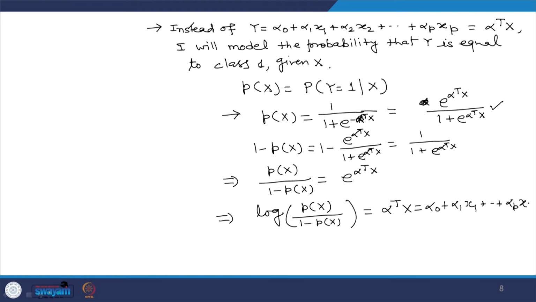So, what I was having as y in my linear regression, here in logistic regression I am having this function log of p of x upon 1 minus p of x. So, this left hand side is called the logit of p of x, or another name is log odds.